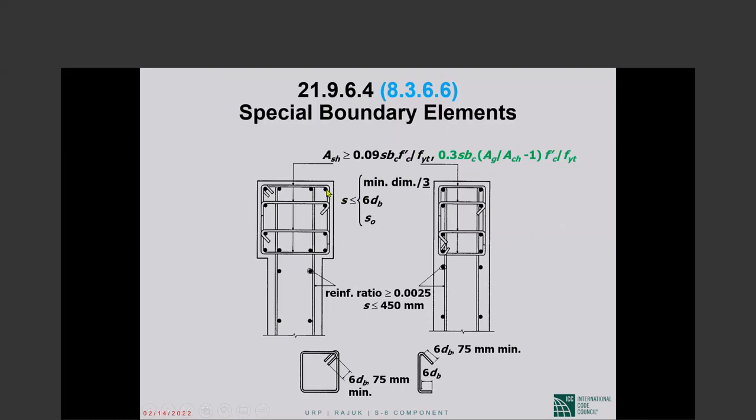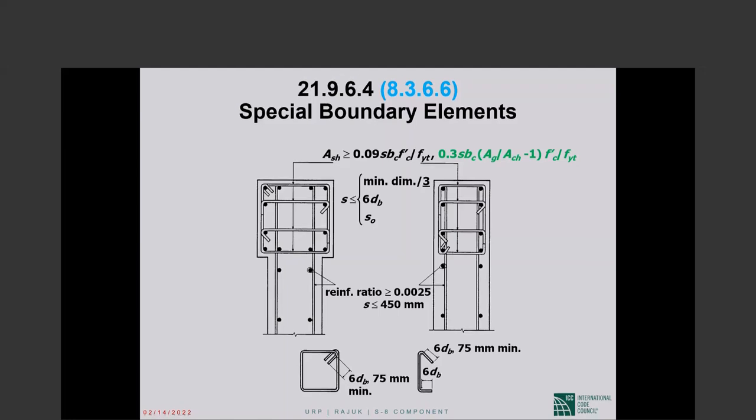The spacing, vertical spacing of all of that, as we saw, is 1/3 of the minimum dimension of the boundary element, 6 times the longitudinal bar diameter, or the S sub 0, which is between 4 and 6 inches, whichever is the smallest of the three. Okay. The distributed reinforcement, the horizontal as well as vertical, minimum 1/4%. The spacing no more than 18 inches, 450 millimeters.